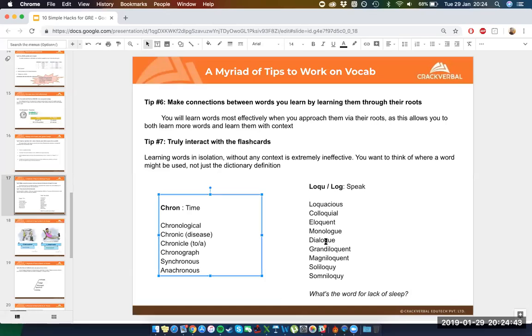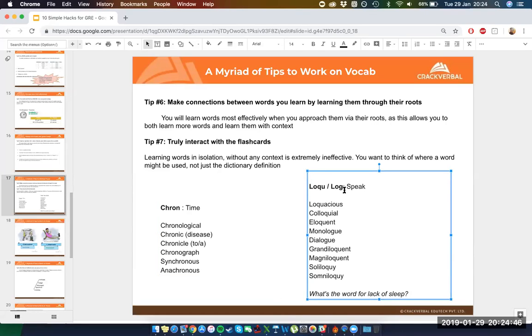We can also see this with certain other words, right? So locu, or loqu, is for speak, and it comes from logos, which is also Greek for speech. And you have loquacious for people who speak a lot, colloquial for the casual way in which certain language gets carried out, eloquent for people who speak well, mono and dia, monologue, conversation by one person, dialogue, conversation by two people or more. If, for example, we come out of the movie and say, hey, that person's dialogues were so great, but it was that person's, so that means that person's monologues were great.